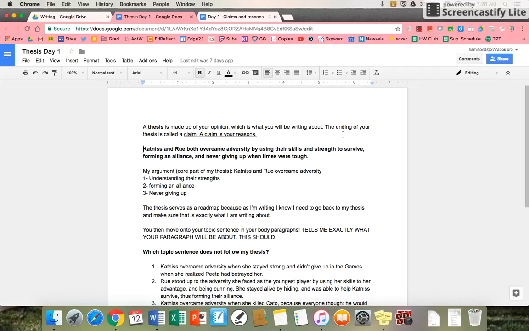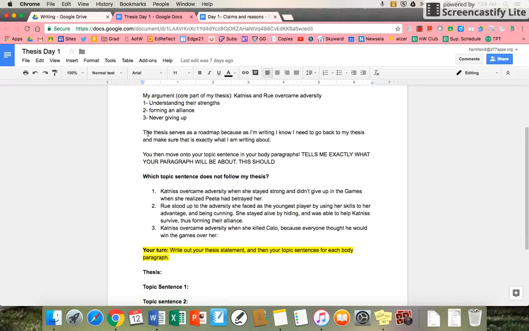Now, obviously, Rue didn't survive, but Katniss did. So we can infer that this section right here is going to be about Katniss. Forming an alliance, it'll be about both of them, and never giving up when times are tough. Again, both of them, as well as Rue. So my argument, my core part of my thesis, is that Katniss and Rue both overcame adversity. And that's true. That's what I'm arguing throughout this entire paper. Then my claims are these 3 reasons. So that's what my body paragraphs are going to be about.